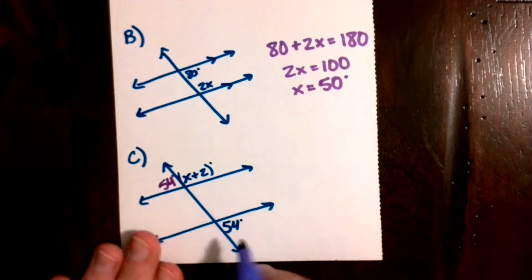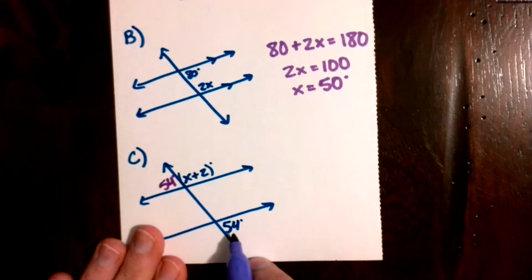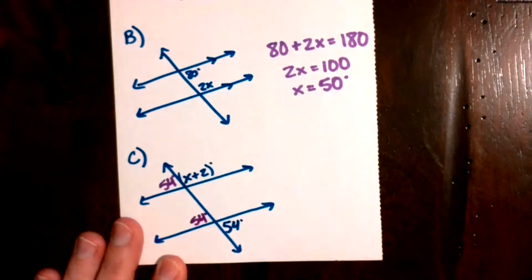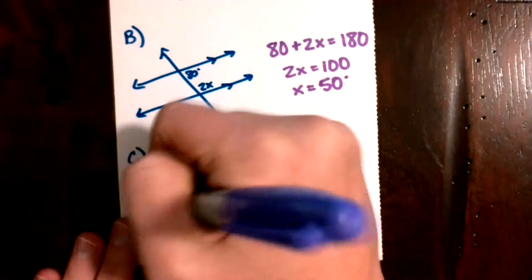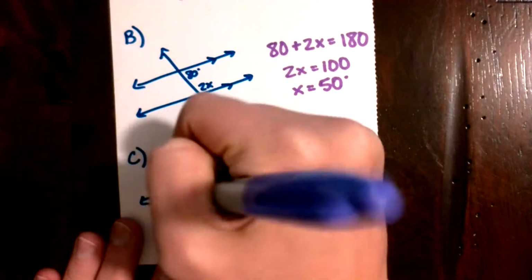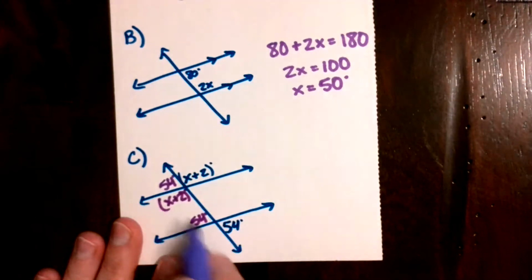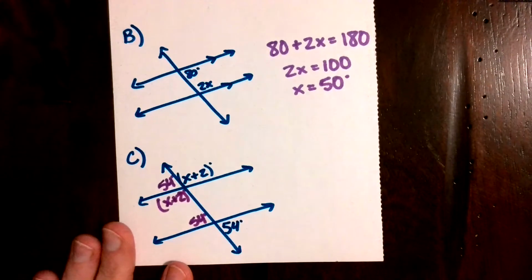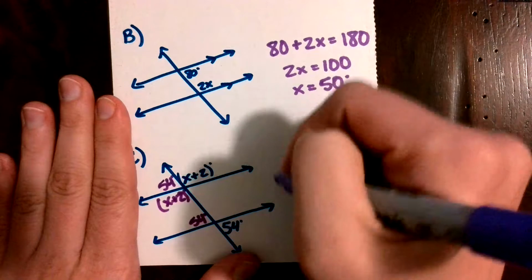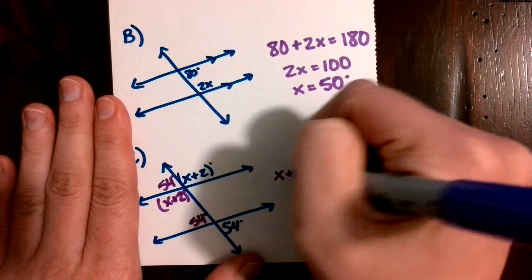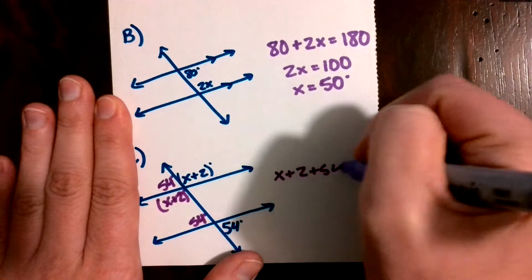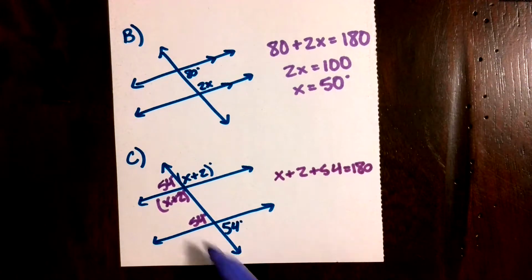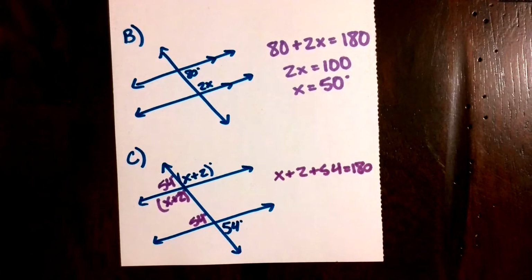Or I could do more digging than that. My 54 degrees has to be congruent to its vertical angle, and the x plus 2 has to be congruent to its vertical angle. So then they would end up being same side interior. Again, they've got to be supplementary to each other. Sometimes it takes a little bit more than just setting up your equation right away, where for this one we had to do a little bit of thinking to decide that we were going to set this up as being supplementary.